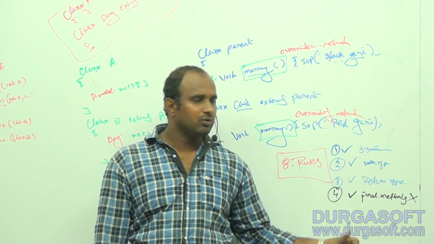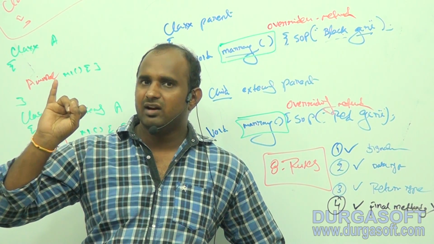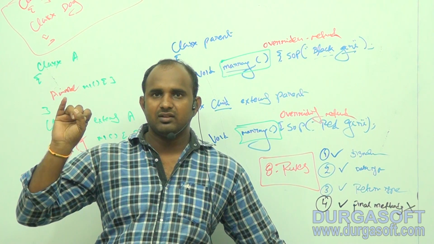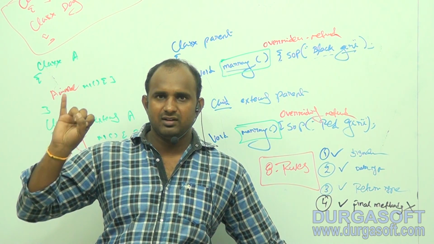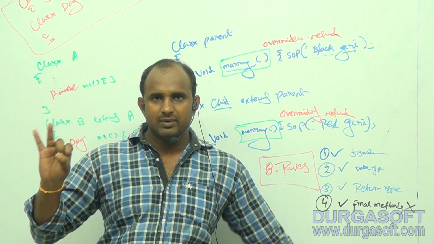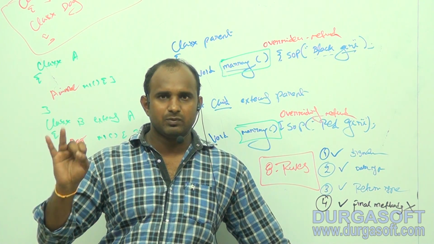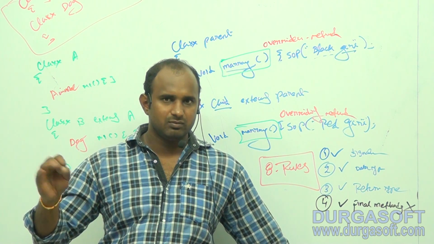So I am repeating all the rules one more time. Listen. Rule number 1: while overriding, the parent class method signature and child class method signature must be the same. Like you can say, the overridden method signature and overriding method signature must be the same. What is rule number 2? While overriding, the overridden method return type and overriding method return type must be the same at the primitive level. Int, float, double must be the same.